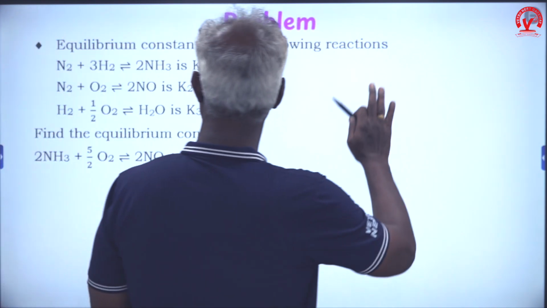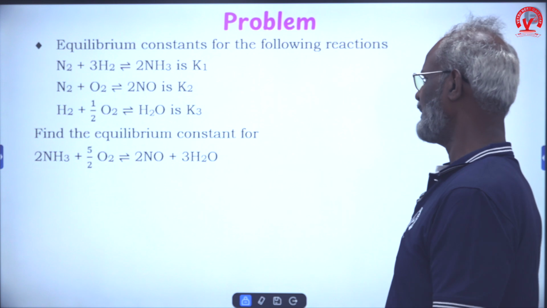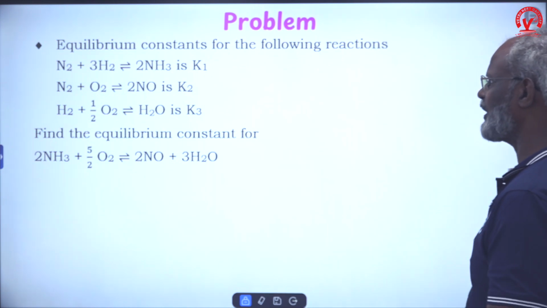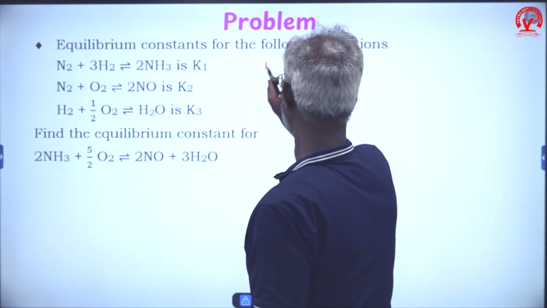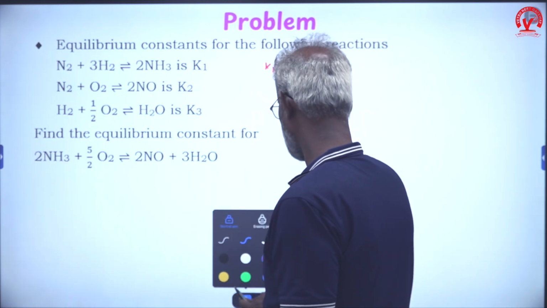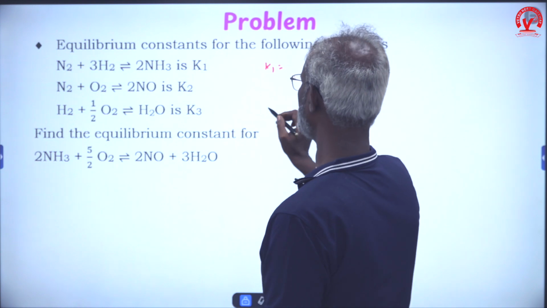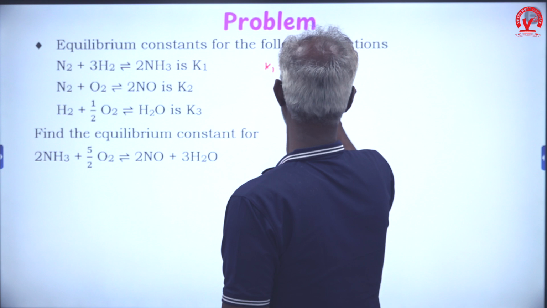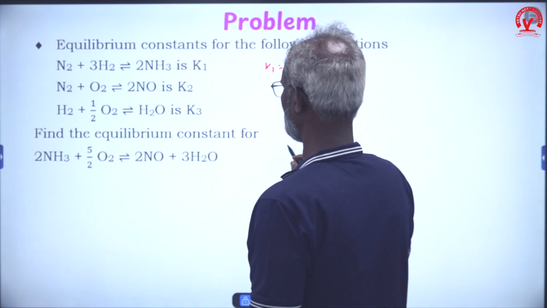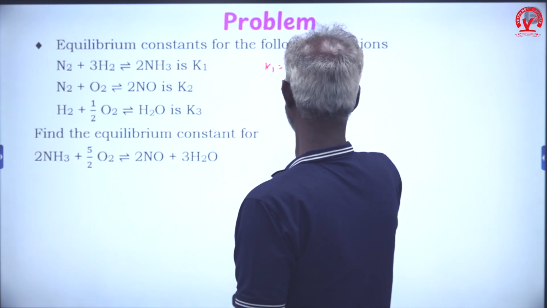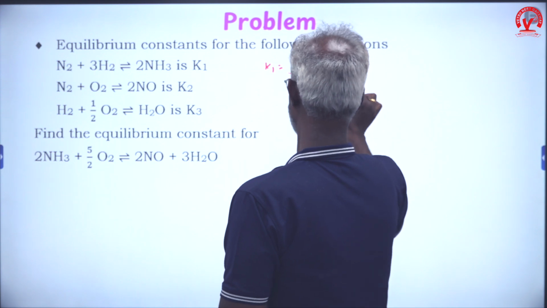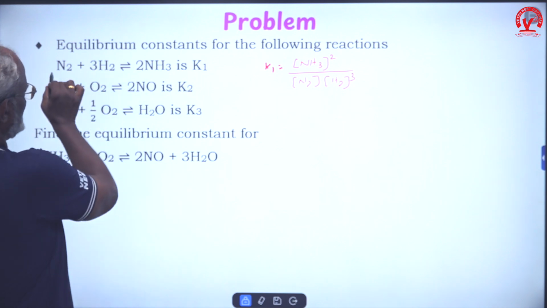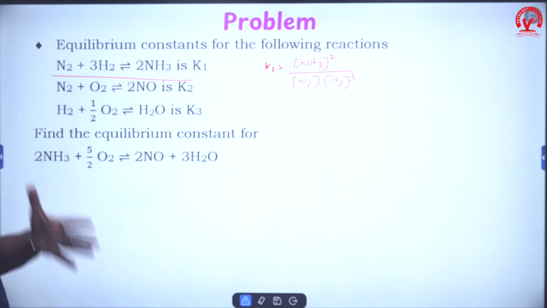The equilibrium constants for the following reactions are given. Then find the equilibrium constant for this reaction. First we will try to write the equilibrium constant. K1 for this reaction is equal to NH3 in the numerator to the power of its stoichiometric coefficient, divided by N2 and H2 power 3. So simply for this equation, I have written the K value.